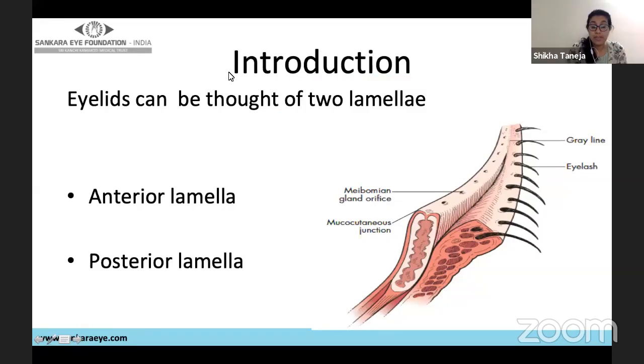So whenever we look at an eyelid, we should have a mental picture of dividing it into two lamellae. One is the anterior lamella and one is the posterior lamella. The anterior lamella consists of skin and orbicularis tissue, and the posterior lamella consists of tarsus, the retractors, and the conjunctiva. So whenever we look at an eyelid, first just look at these two. Is the anterior lamella involved, or the posterior lamella, or both? Then go ahead with further planning.